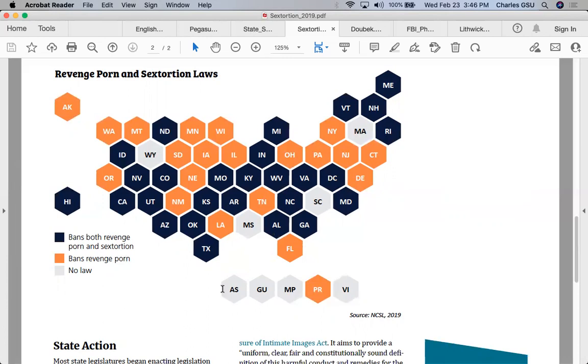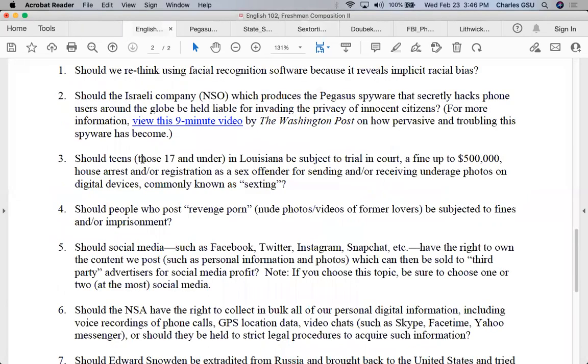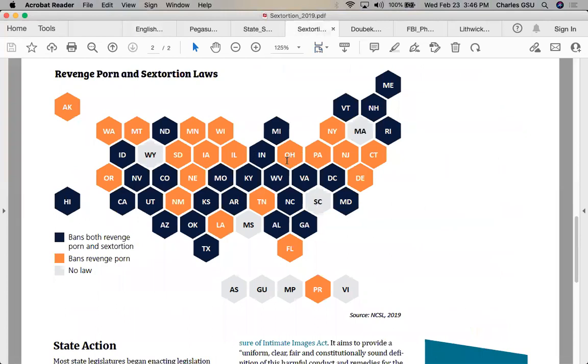And all of these down here are the U.S. territories, Guam and Puerto Rico, Virgin Islands, and so on. So yeah, that's kind of question number 4. Should people who post revenge porn be subjected to fines and or imprisonment? Well, according to that, it depends on what state you're in.